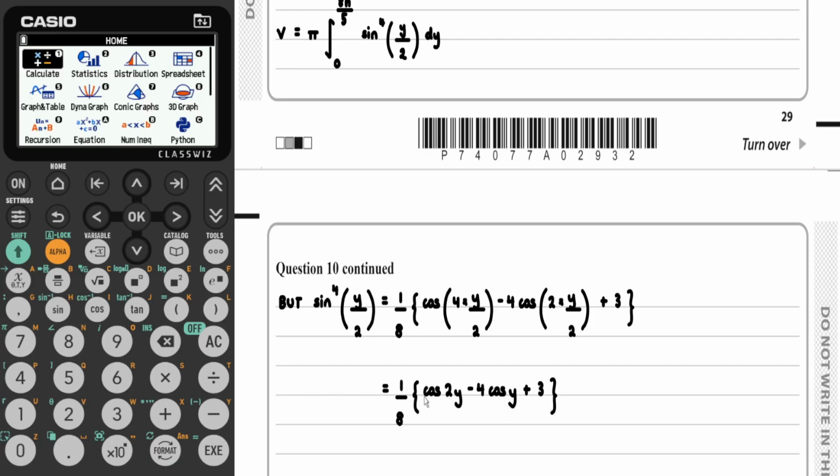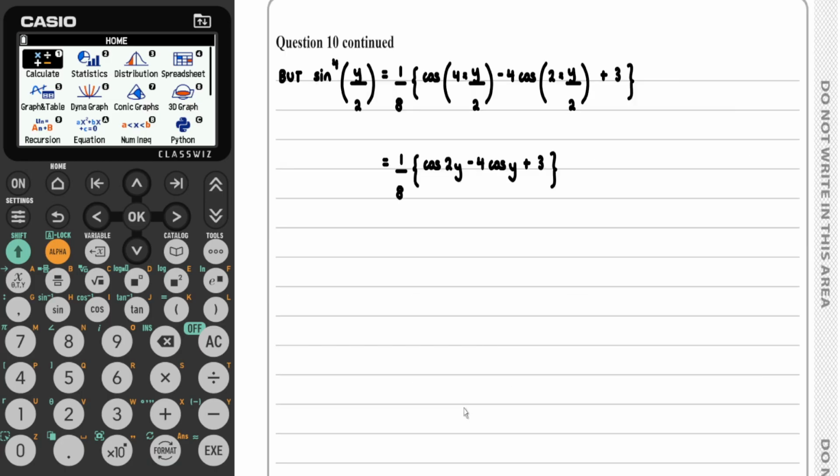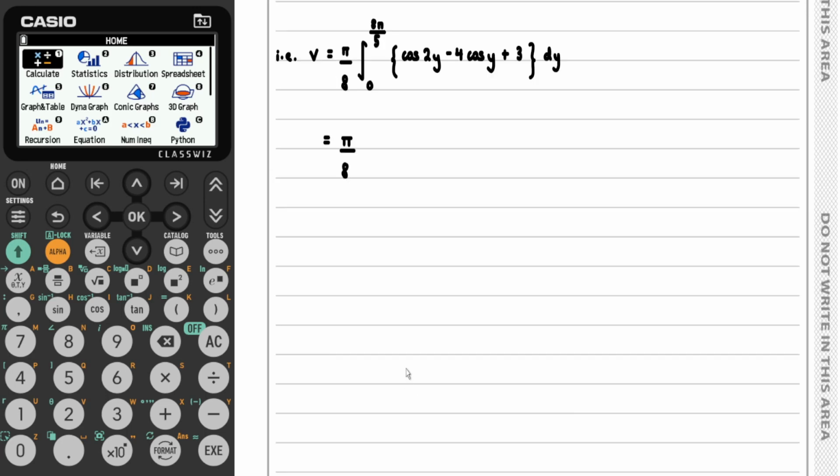And so, to find out what the volume is, we can substitute this back into here. So the volume will be given by, now if I take out the 1/8, I would have pi over 8 times by cos 2y subtract 4 cos y plus 3 with respect to y between 0 and 8 pi over 5. So I've got pi over 8 times by a half sine 2y subtract 4 sine y plus 3y, and I need to evaluate this between 0 and 8 pi over 5.